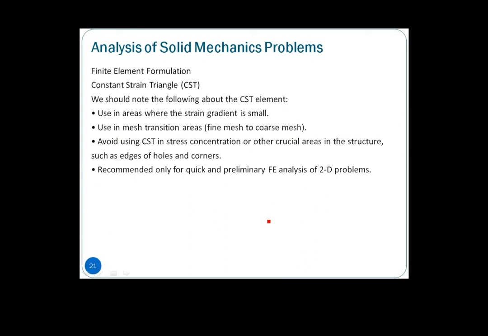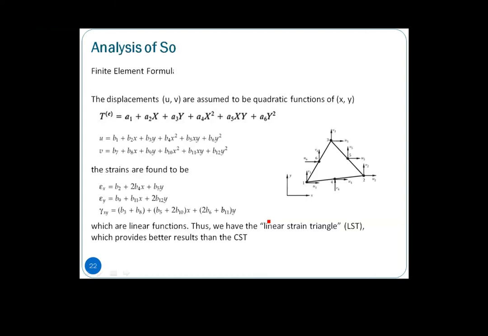So the constant strain triangle, CST, is a linear triangular element. It is used when the strain gradient is small. Basically, if you don't have any changes of strain, then you can use it. We also avoid using CST when you are dealing with stress, especially stress concentrations, but it is usually used for a quick preliminary FE analysis when dealing with linear elements. That is what we have discussed before.